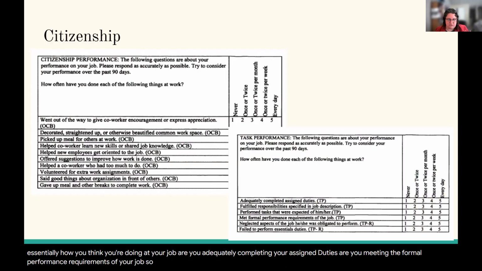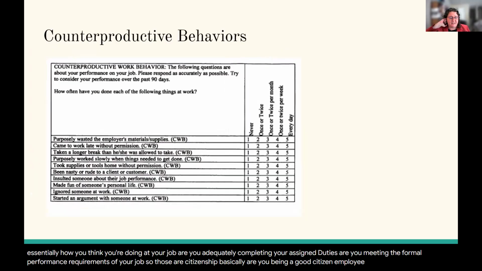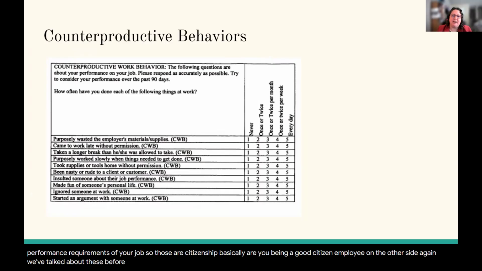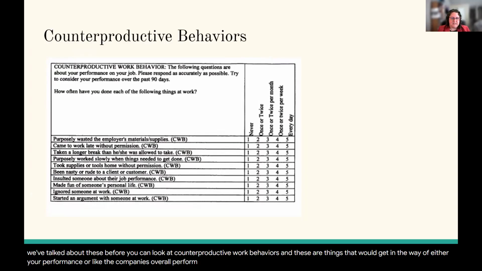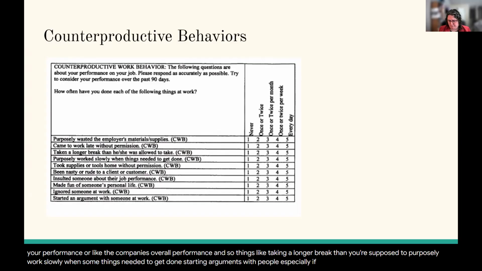So those are citizenship behaviors. Basically, are you being a good citizen employee? On the other side, again, we've talked about these before, you can look at counterproductive work behaviors. These are things that would get in the way of either your performance or the company's overall performance. Things like taking a longer break than you're supposed to, purposely working slowly when things needed to get done, starting arguments with people, especially if it's for no reason.